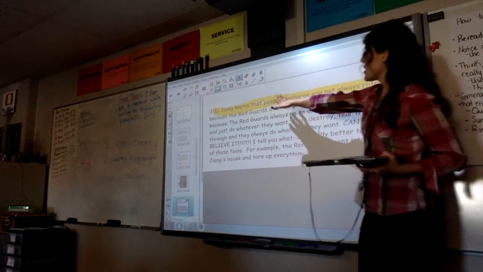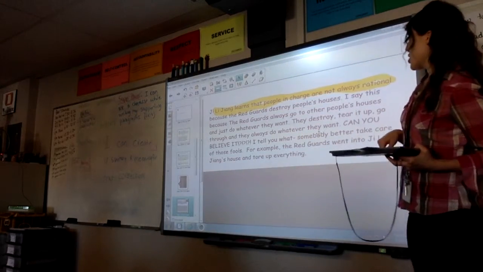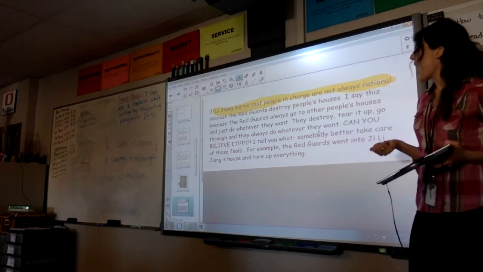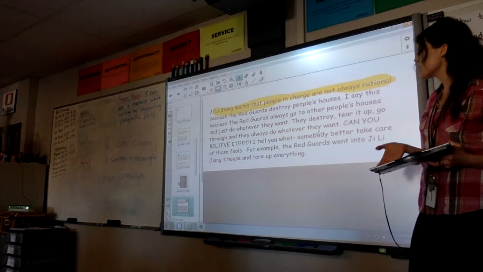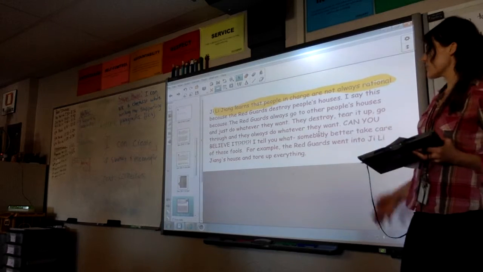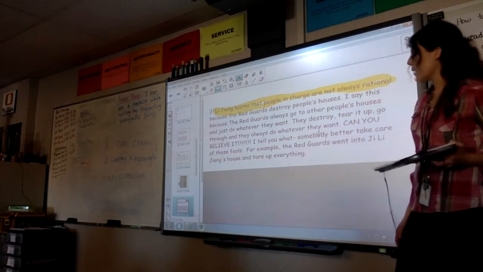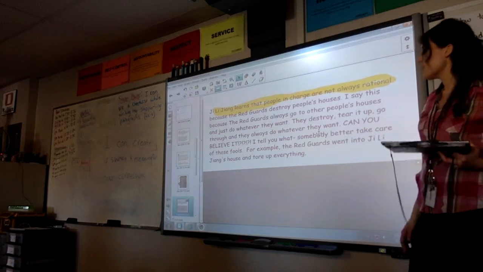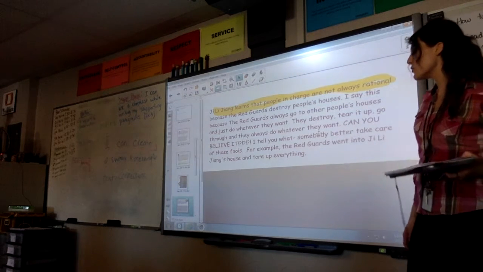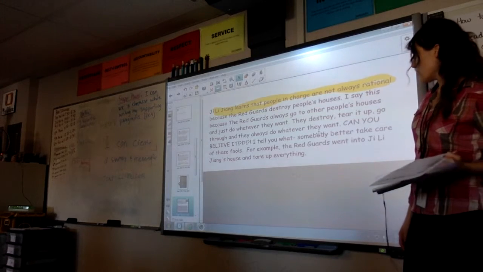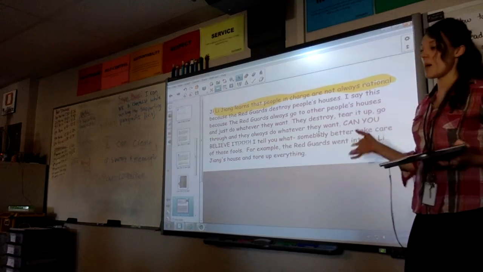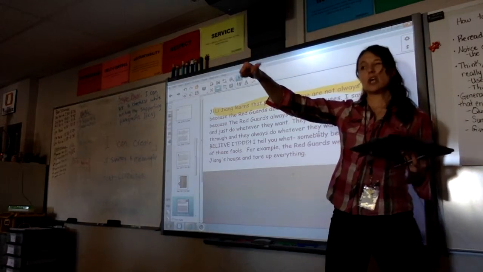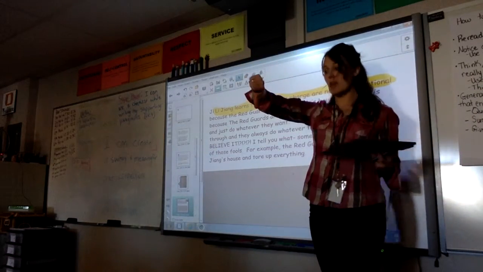It says, and follow along. Jiling Zhang learns that people in charge are not always rational because the Red Guards destroy people's houses. I say this because the Red Guards always go to other people's houses and just do whatever they want. They destroy, tear it up, go through, and they always do whatever they want. Can you believe this? I tell you what, somebody better take care of those fools. For example, the Red Guards went into Jiling's house and tore everything up. So now this is thumbs up. Yes, they got it. Starting to, no, they don't have it at all.